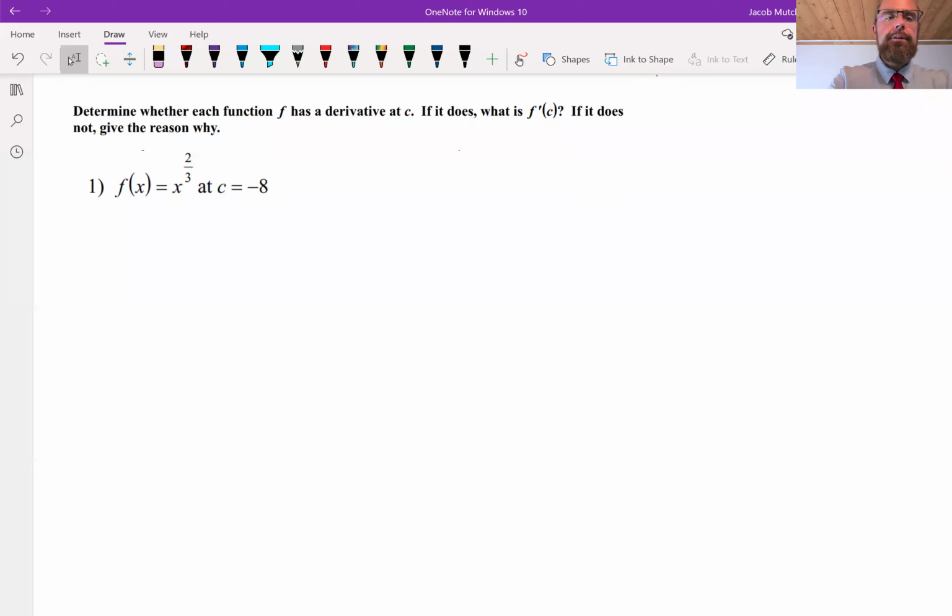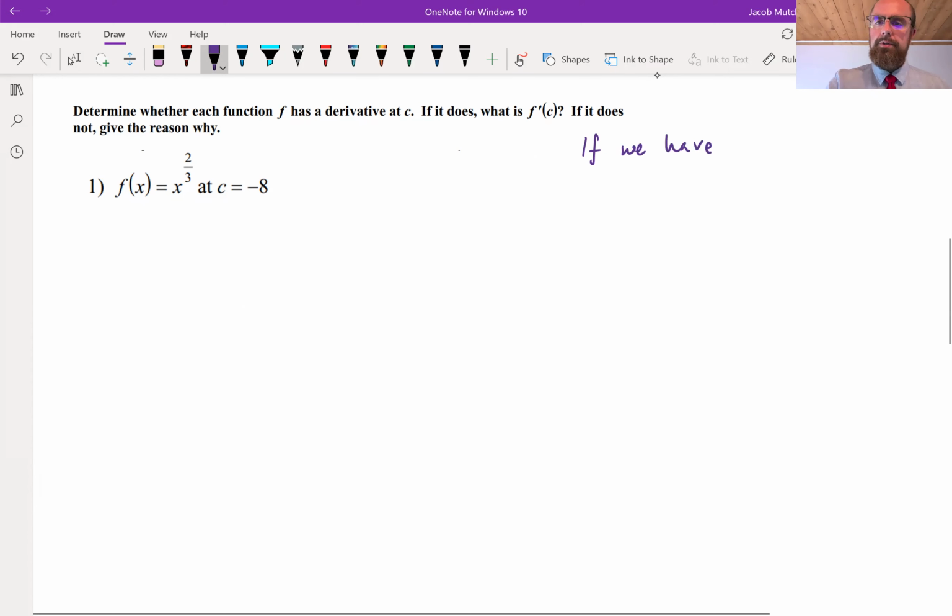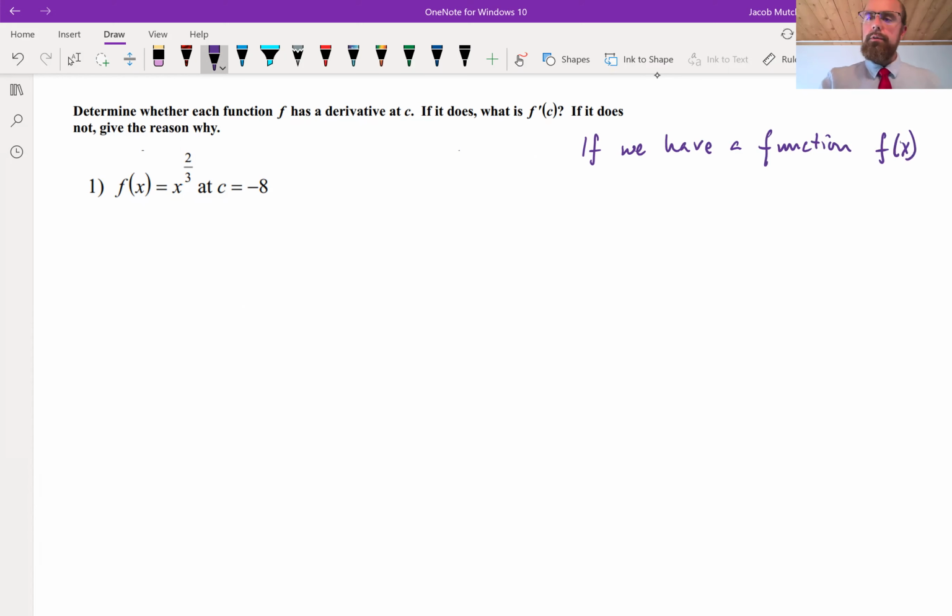The first criteria, again: if we have a function f of x defined on a closed interval that shows these 3 properties.